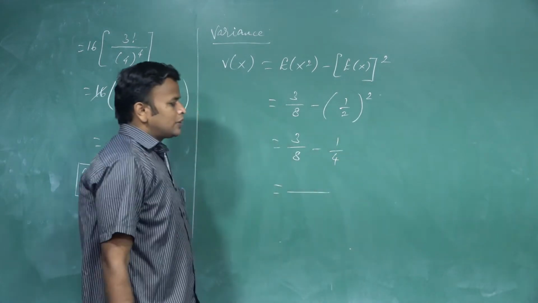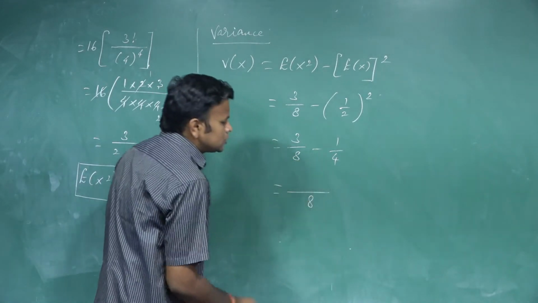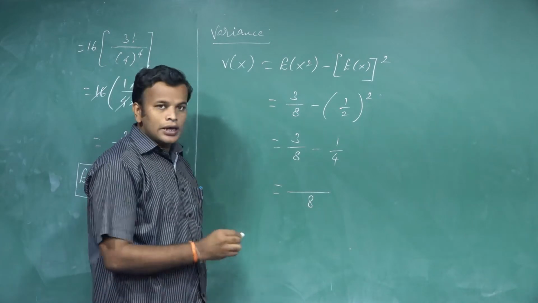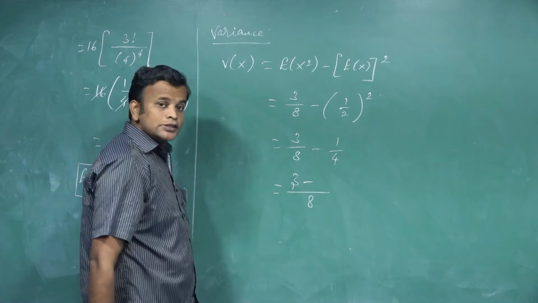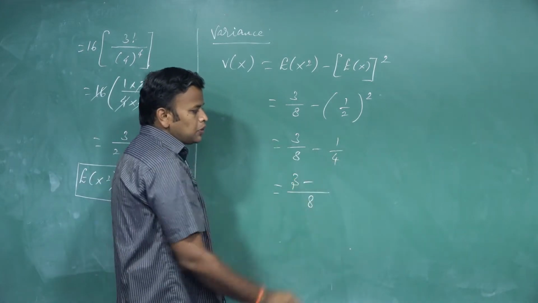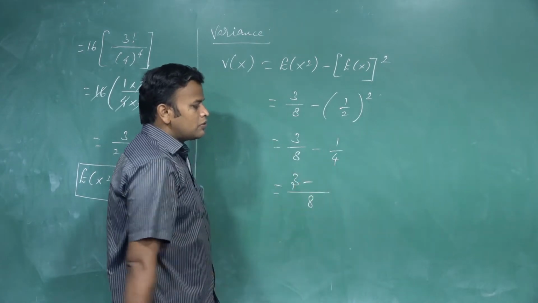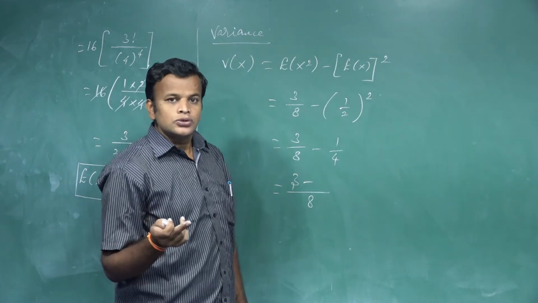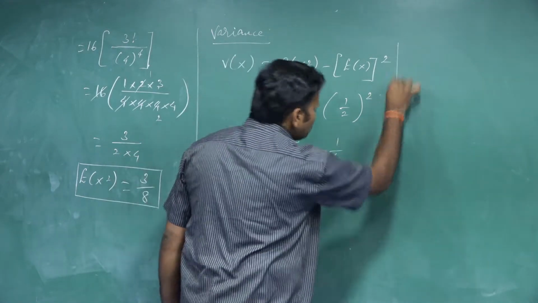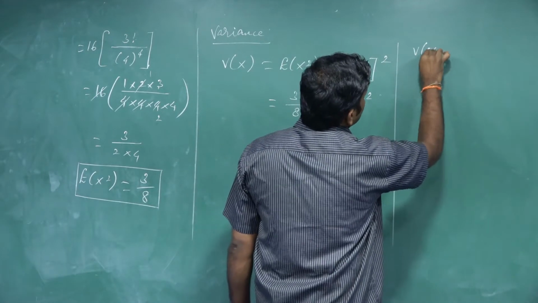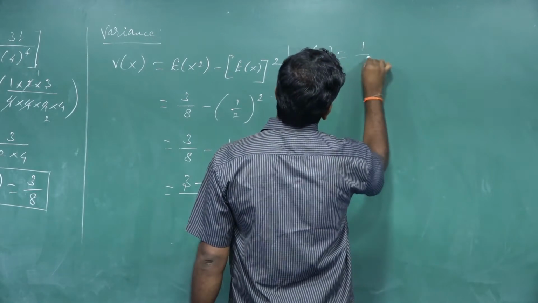What is the next step? Taking the LCM. The LCM of 8 and 4 is 8. The first term's denominator is already 8, so we write the numerator as it is, 3. The symbol minus is there, so I put minus. The second term's denominator is 4, but our LCM is 8. In which number we multiply 4, we get 8? 2. So the number 2 is multiplied to the numerator, 2 ones are 2. So the value of V of x is 3 minus 2, which is 1, so 1 by 8.